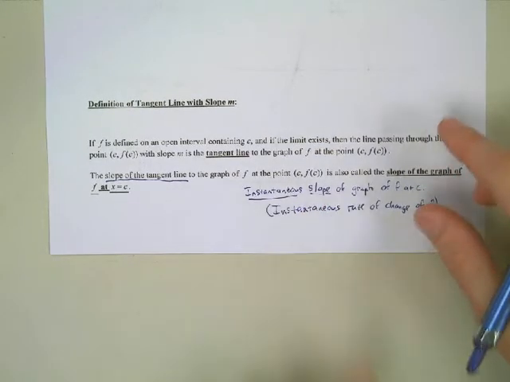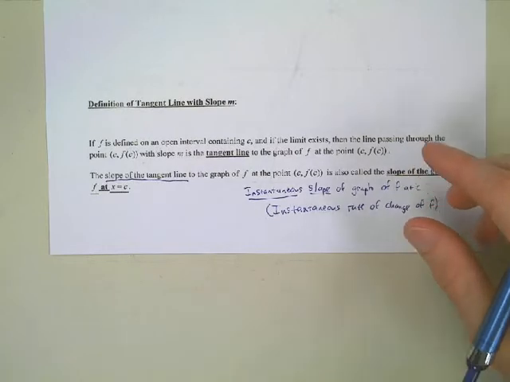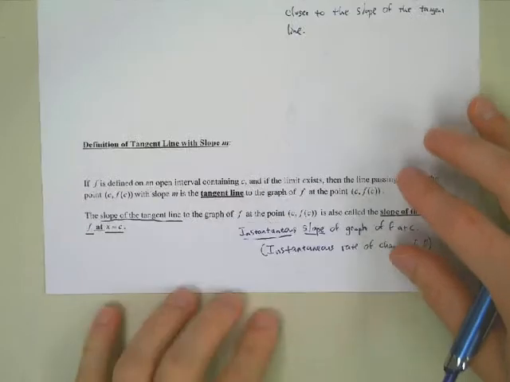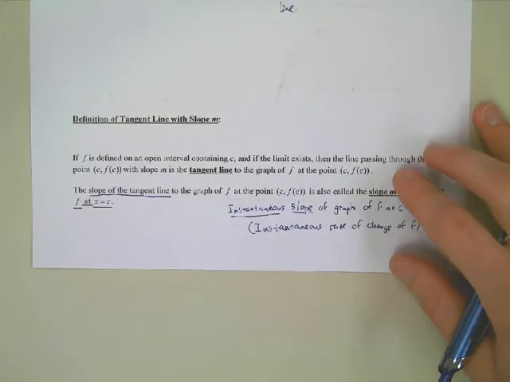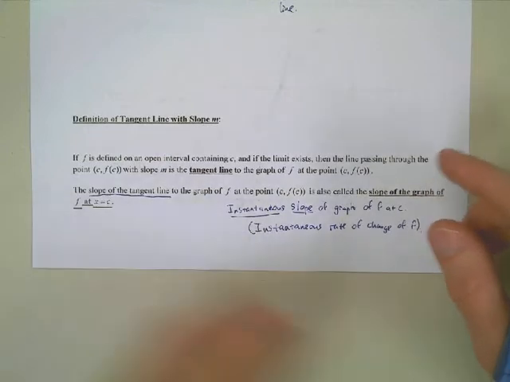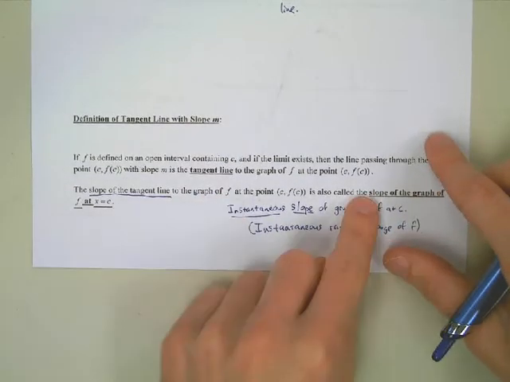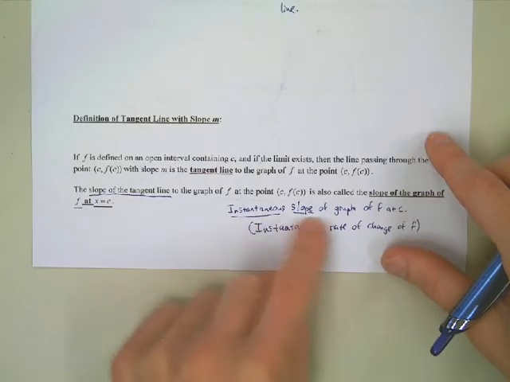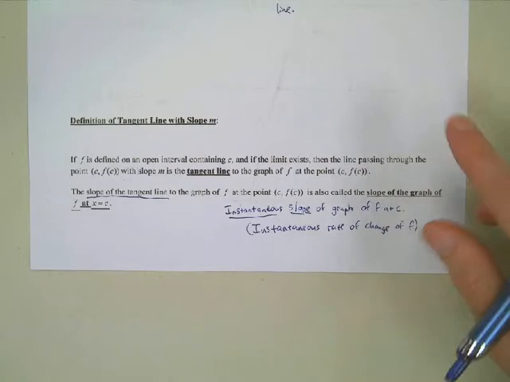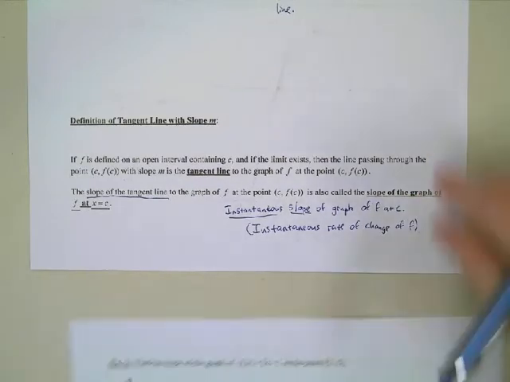Why is it called instantaneous? Well, what do you think? It's happening at a point. It's an instant. It's happening at a single point. Or it's the instantaneous rate of change also, because what is the slope but just the rate of change of something? So all these are synonyms for the same idea. Slope of the tangent line to f, slope of the graph of f, instantaneous slope of f, or instantaneous rate of change of f. All those things mean the same thing. They mean finding the slope of the tangent line of f.